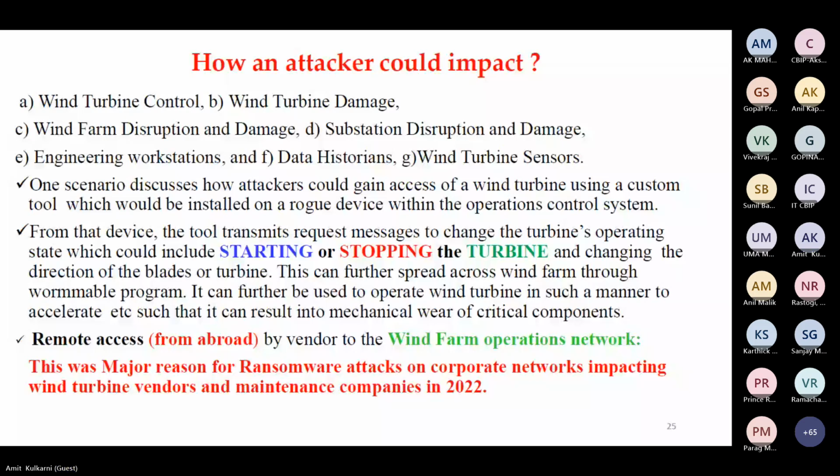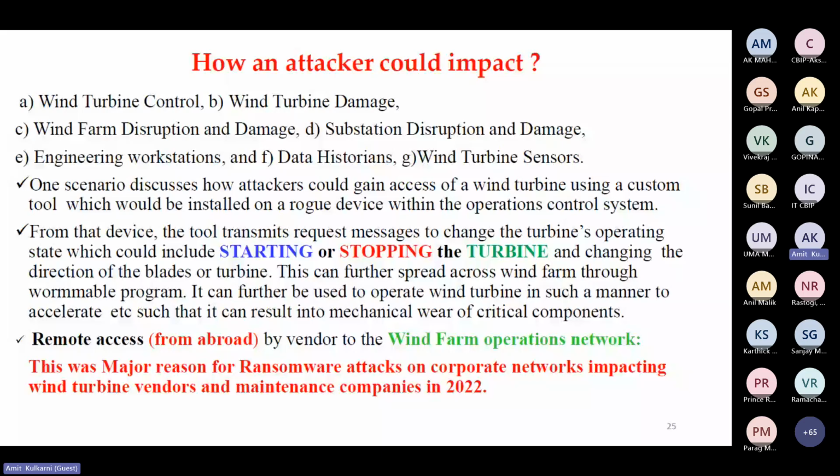The engineering workstation can be damaged. The wind RE sites have a lot of data, right from weather stations, weather data, local wind data, and the data which is supposed to be sent to the control centers, all the power system parameters, etc. That is stored in the historian, and that all can be attacked. And the wind turbine sensors, there is a variety of sensors available, they can be attacked.